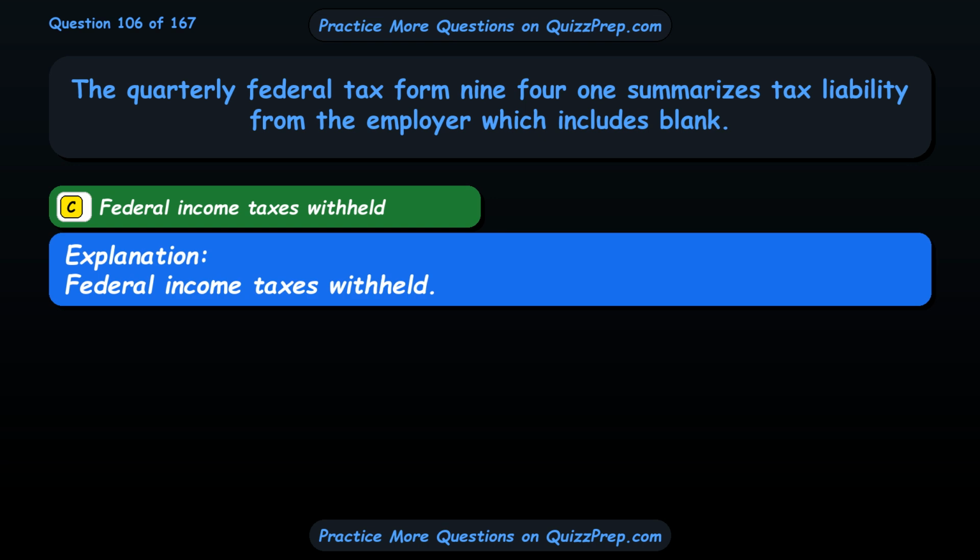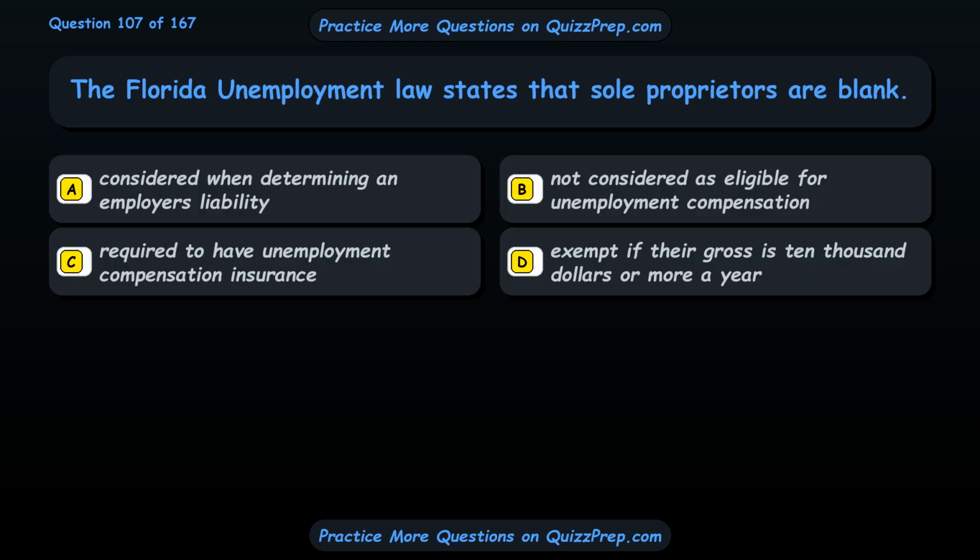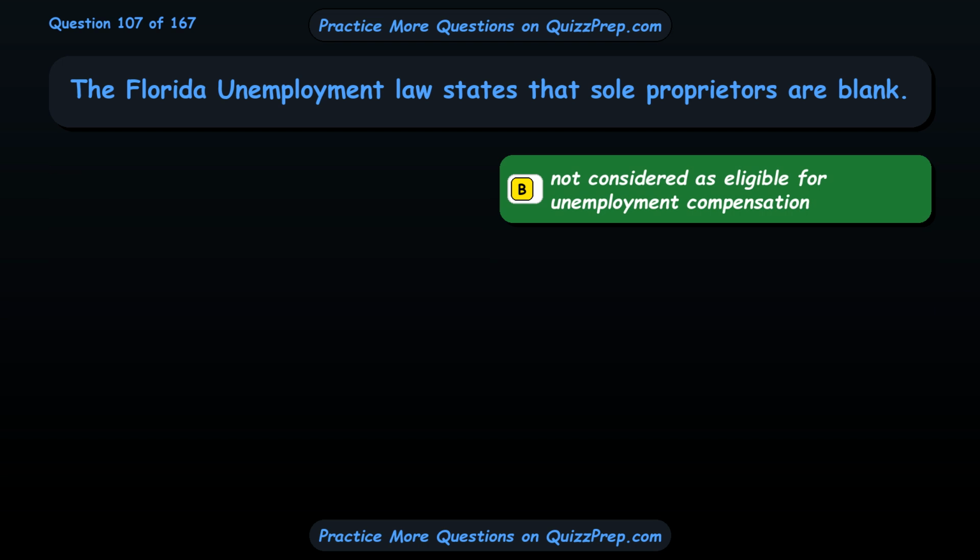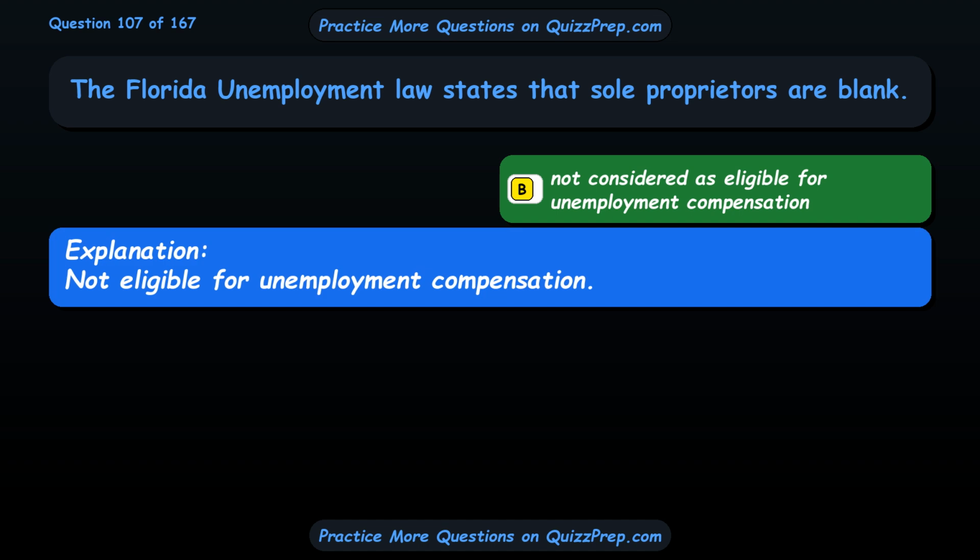Federal income taxes withheld. Question 107. The Florida unemployment law states that sole proprietors are blank. Option A, considered when determining an employer's liability. Option B, not considered as eligible for unemployment compensation. Option C, required to have unemployment compensation insurance. Option D, exempt if their gross is $10,000 or more a year. The correct answer is option B, not considered as eligible for unemployment compensation.